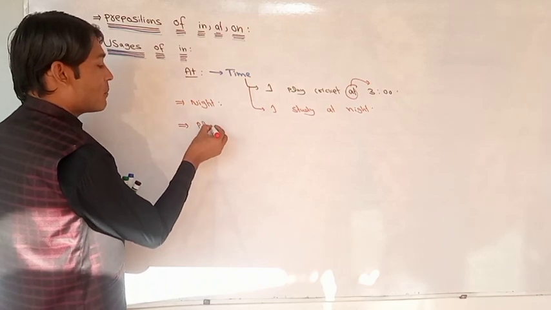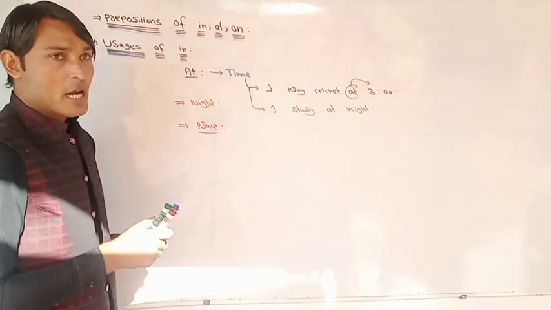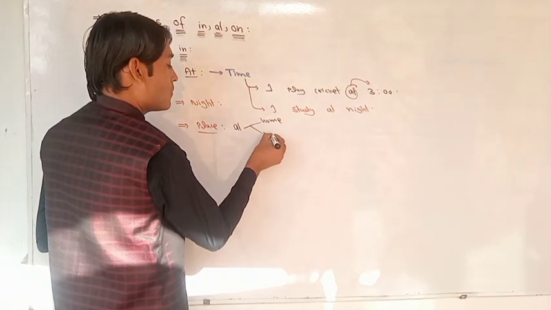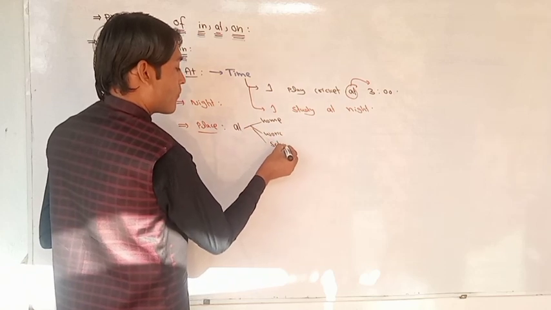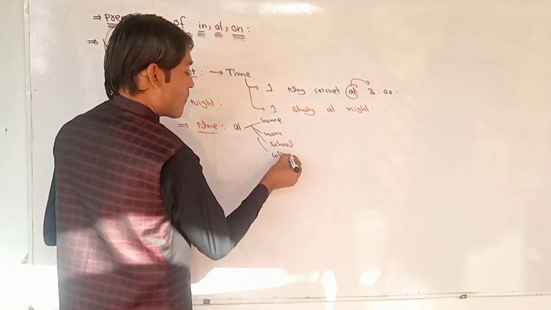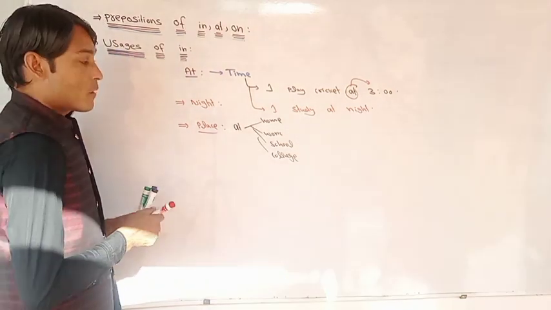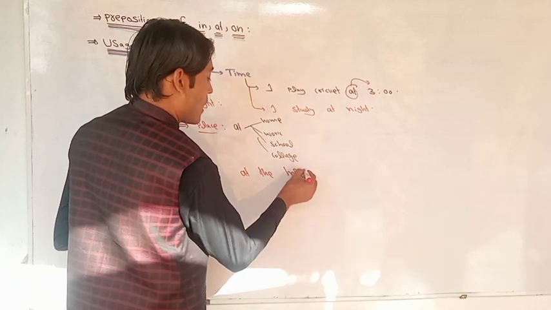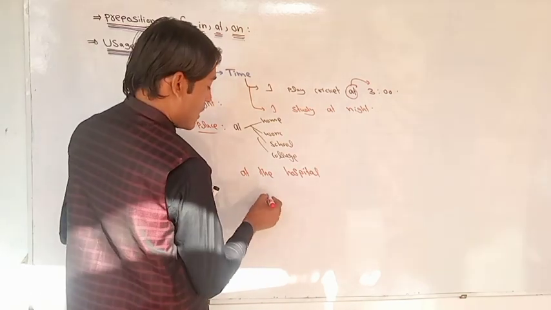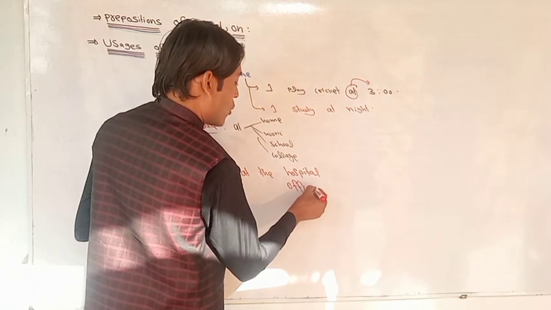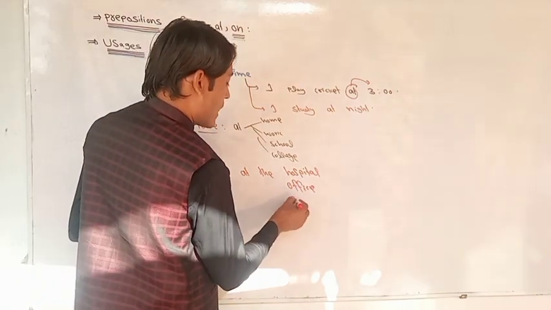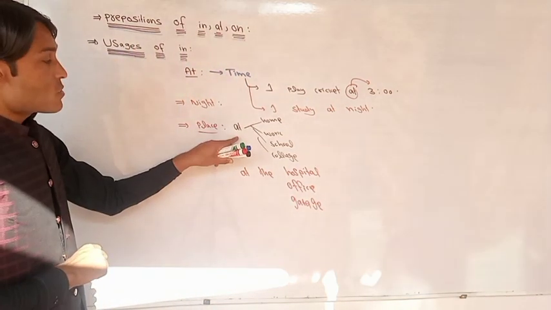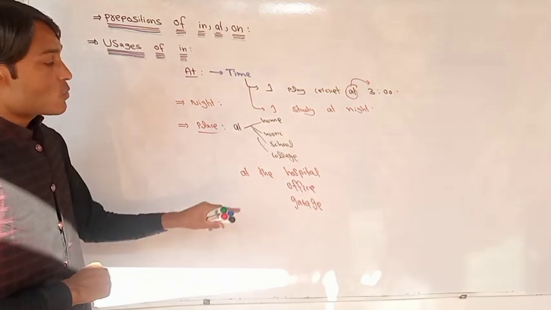Before place here, what are the parts of the place? For example, you can use "at" before home, work, school, college, and also you can use "at" plus "the": at the hospital, at the office, and also at the garage. We can use "at" before home, at work, at school, at college.